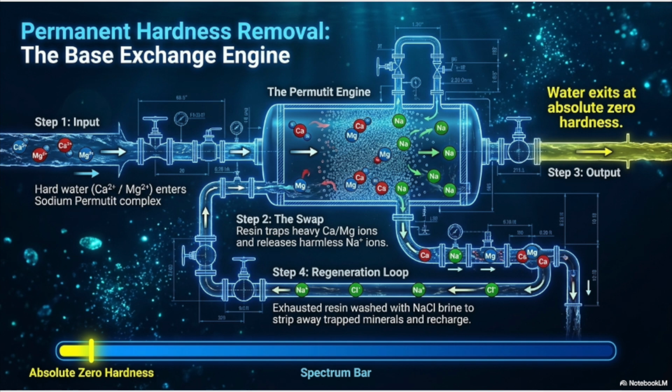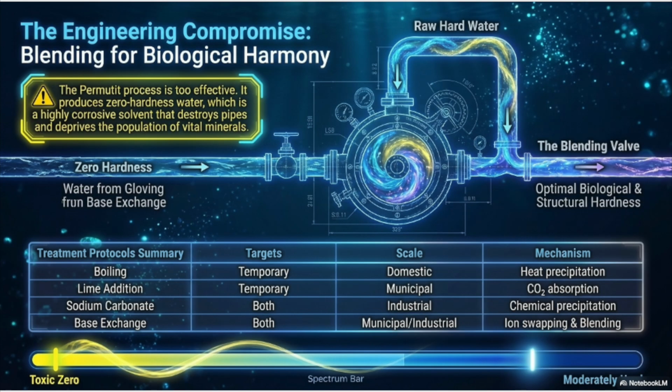However, this Permutit process is actually too effective. It produces zero hardness water, which is a highly corrosive solvent that destroys pipes and deprives the population of vital minerals. To solve this, engineers use an engineering compromise called blending. Zero hardness water from the base exchange process is blended together with raw hard water through a blending valve to achieve optimal biological and structural hardness.